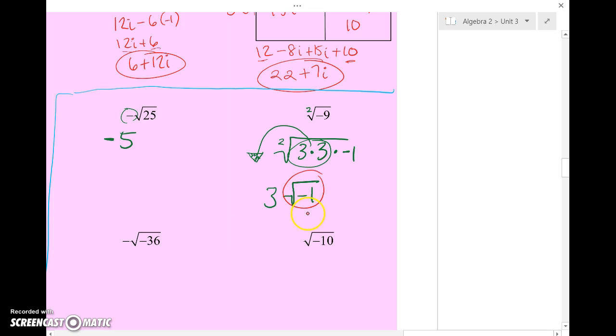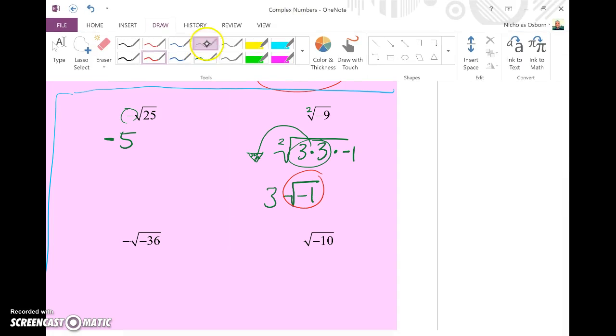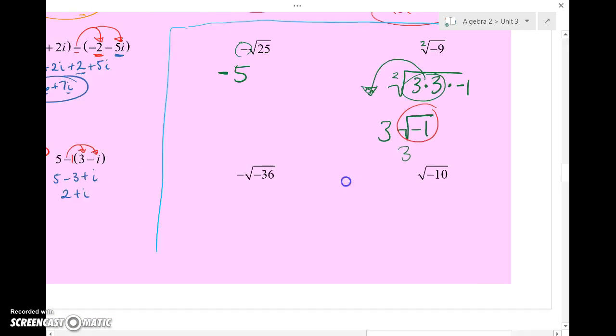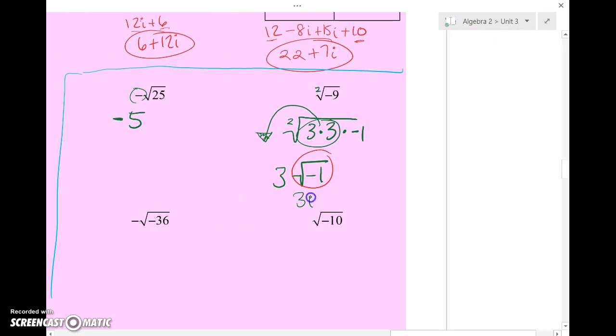So now we write our final answer as 3 times i. I'm sorry guys, 3 times i, because the square root of negative 1 is i. So that would be the answer there.